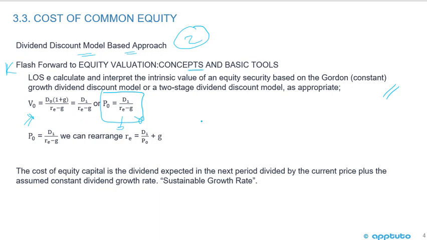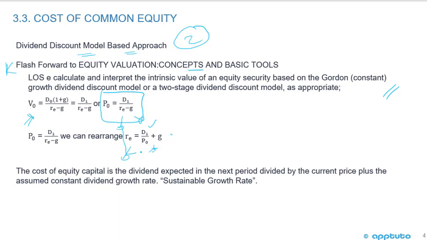So then in this LOS, we want to be calculating the cost of the common equity. So we just do a little bit of algebra. We want to take the cost of equity from the denominator here and make it so that we're calculating it. So just with a bit of algebra, the cost of equity is the D1, the dividend in the next period, divided by the price today. You see that? That's important, plus the G.